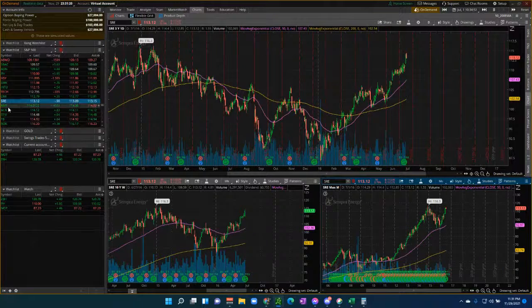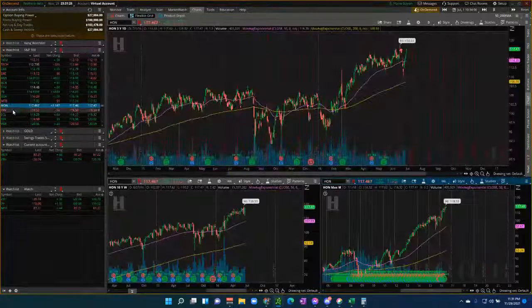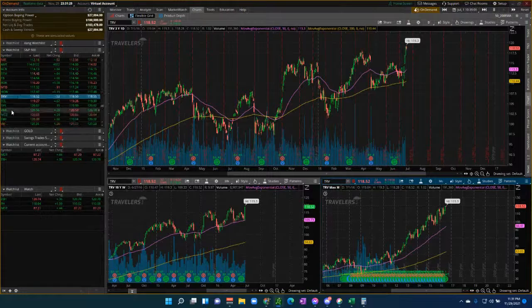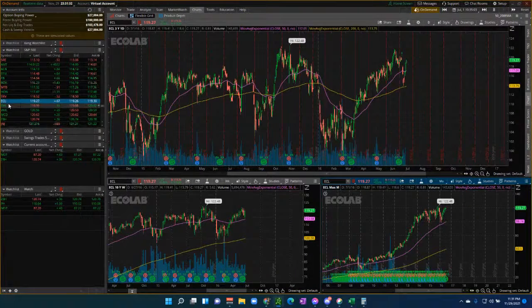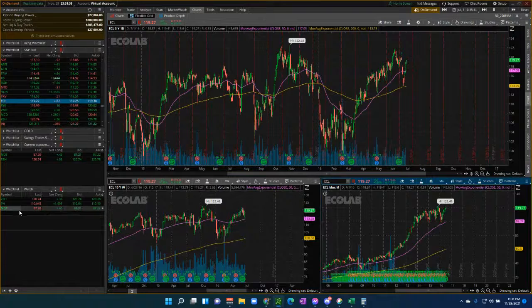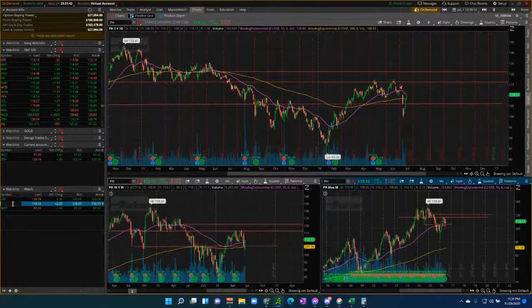So we could look at something to trade. Try to find something that has just begun its move. Maybe this one. So Ecolab. We'll remove PH right now and we'll look at ELC.